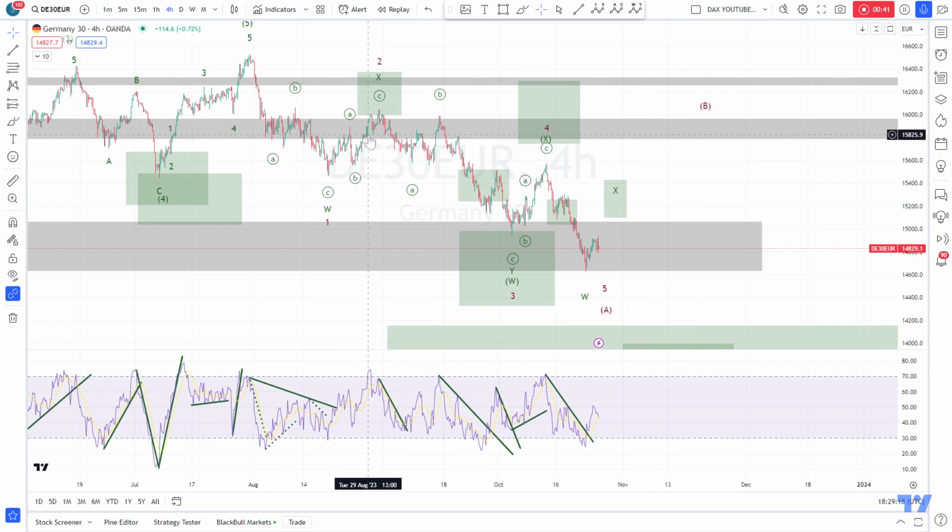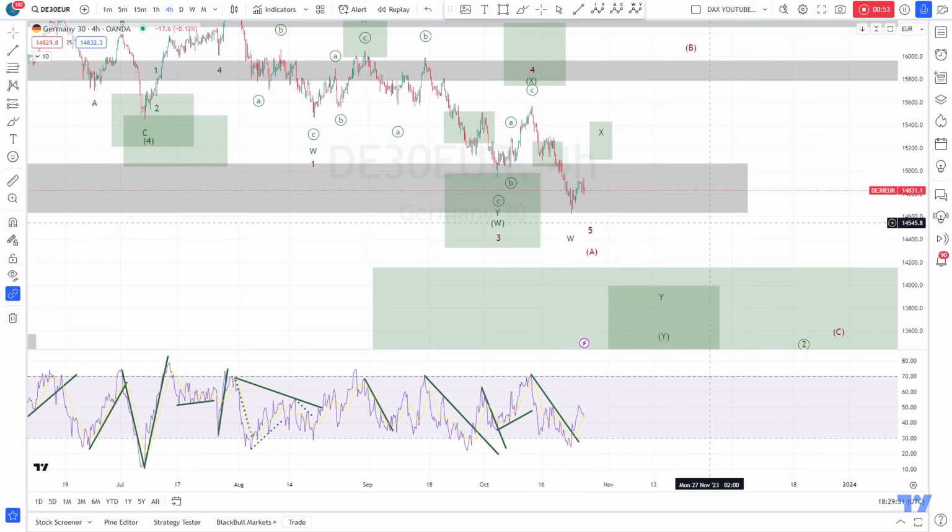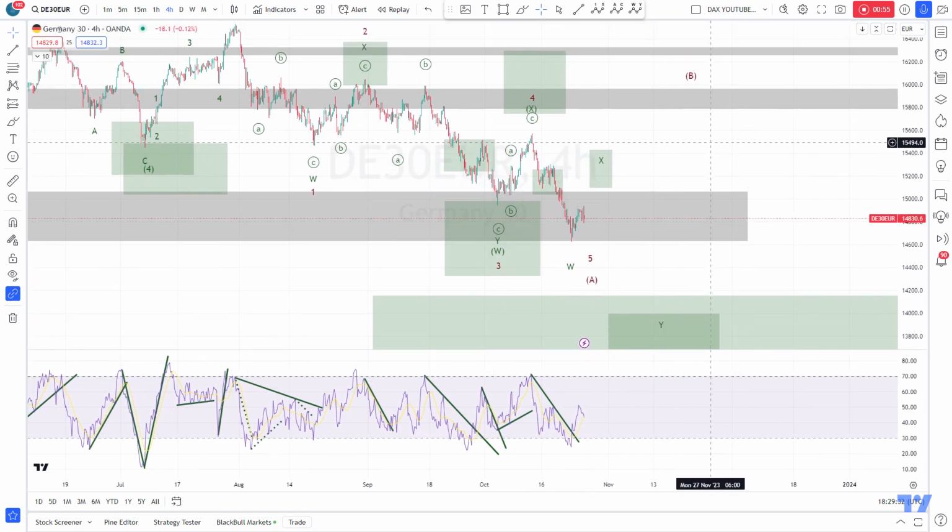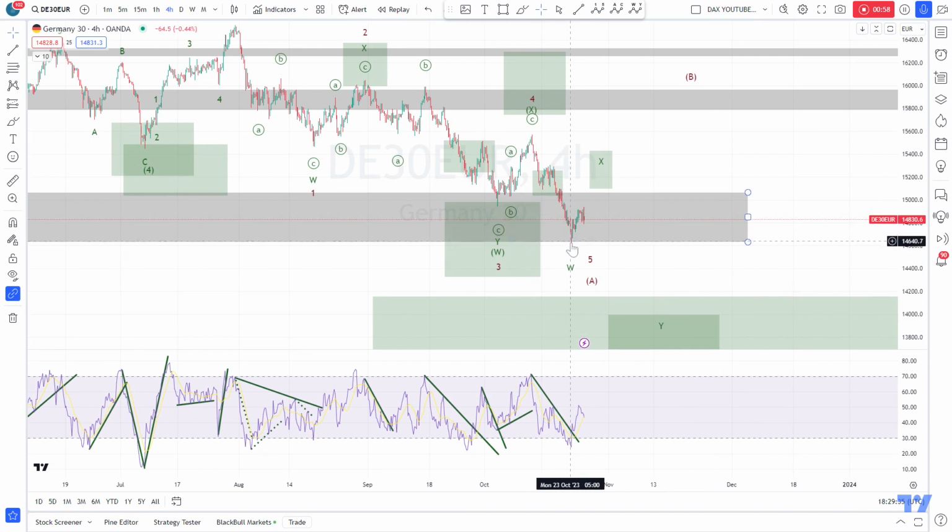We are looking, for instance, here at the scenario in green, where we count this as a W-X-Y structure, and then we are working here on this wave Y. That would mean that this low will hold for now, and we would see some upside into this area.